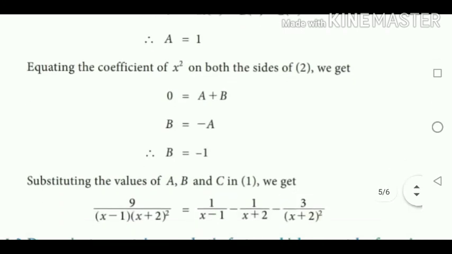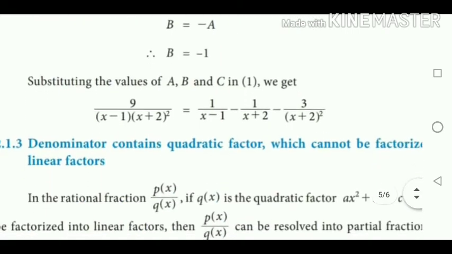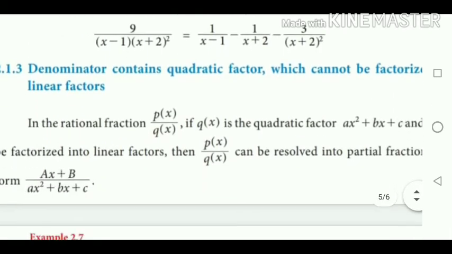Substituting the values A, B, C in equation 1, we get the answer: 9 by (x minus 1) into (x plus 2) whole square equal to 1 by (x minus 1) minus 1 by (x plus 2) minus 3 by (x plus 2) whole square. Okay. Now the denominator contains a quadratic factor which cannot be factorized into linear factors. So if it cannot be factorized, how can we solve the question? That is the next model we have to see here.